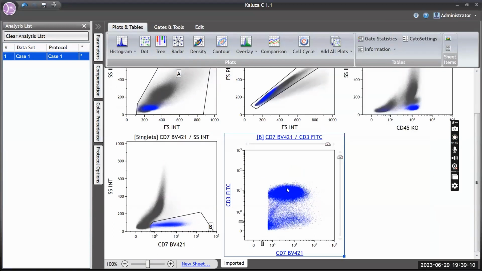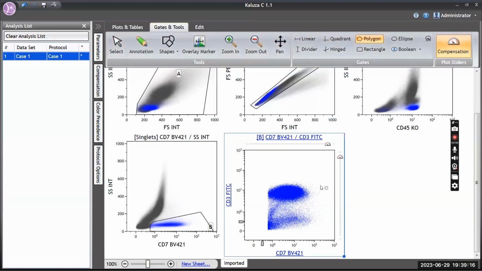I'll come to this population later, but initially let me analyze this particular population. Whenever you're drawing a gate, try to take some amount of dim CD3 with a gate like this. As soon as I draw this gate, you can find that the population expressing bright CD7 lights up. What is that population?